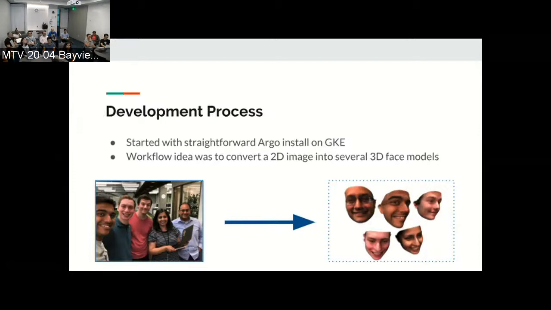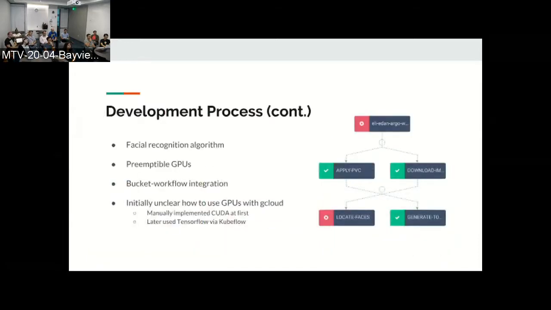So we thought a cool demo would be to take a 2D image, like a group image, and then convert it into several 3D face models. To do this, we had to overcome several hurdles. The first one was we had to find a good face recognition algorithm. So we started using OpenCV, a common computer vision library, to detect faces. We followed some guides and used some models they had already, and the facial recognition results weren't that good. So we ended up using another person's project, which used a more developed model and had much higher accuracy.